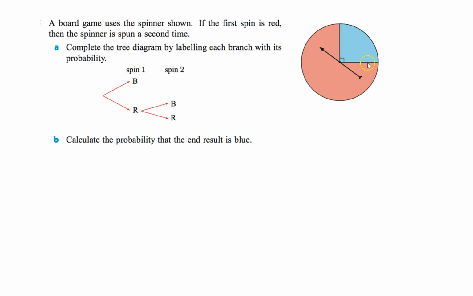Well, look at this thing here. That is 1/4 blue. It's on a quarter circle. So the red must be 3/4. So on a spin, you have 1/4 blue, red is 3/4. Now when you spin it again, it's the exact same picture, so nothing changes. They're independent events. Blue is still going to be 1/4, red is still going to be 3/4.